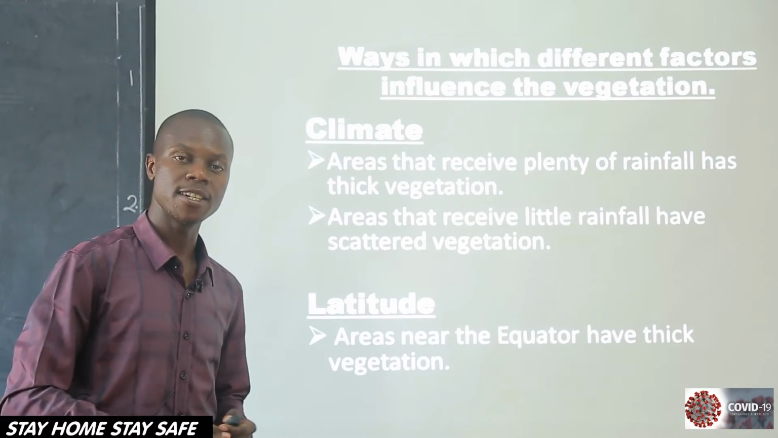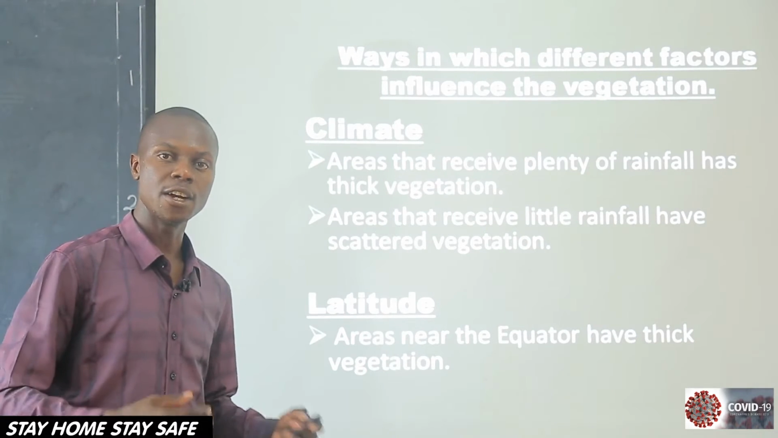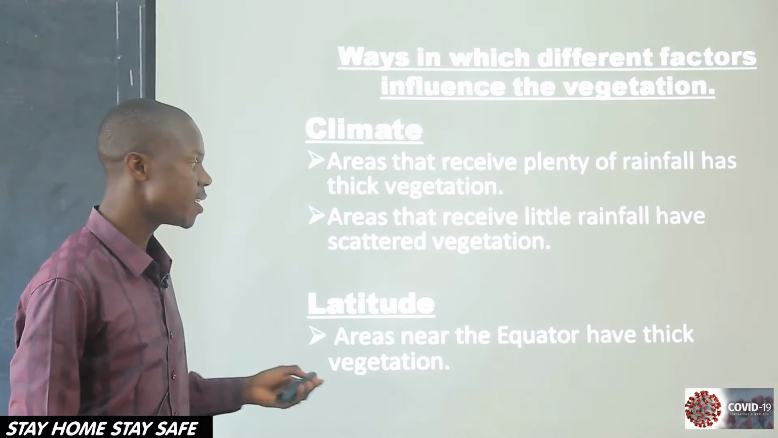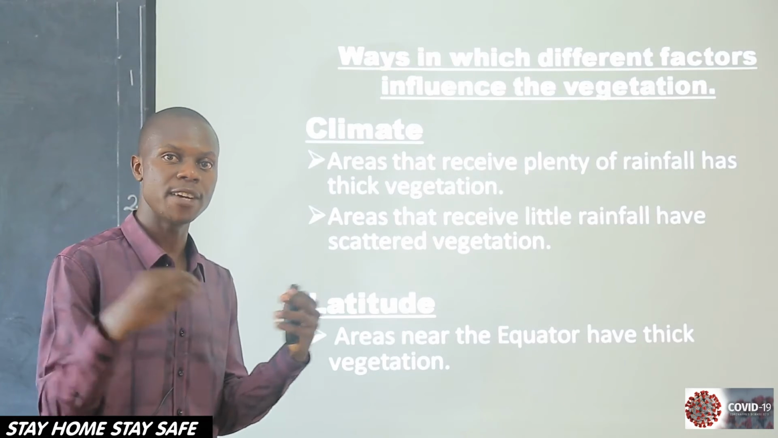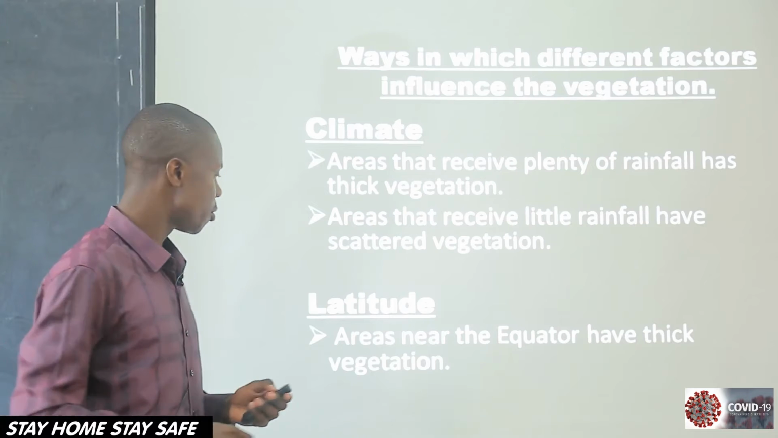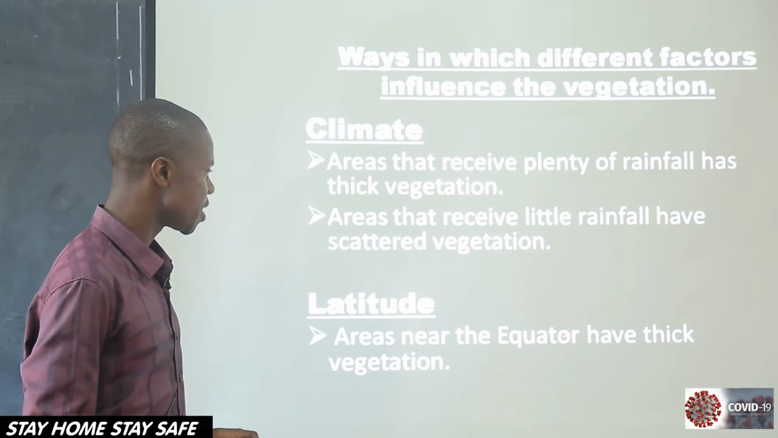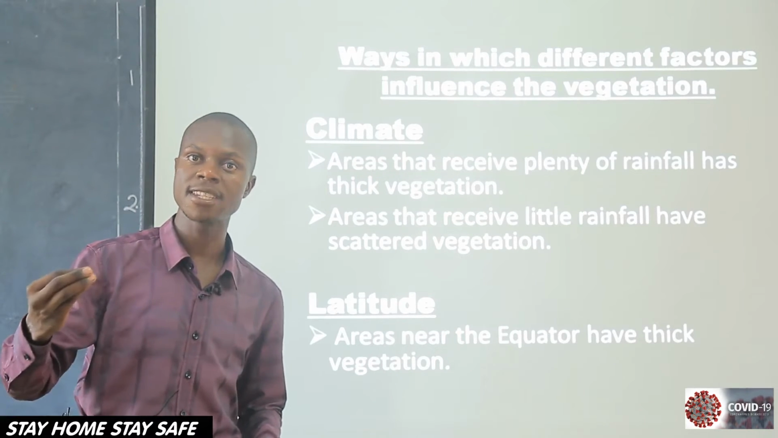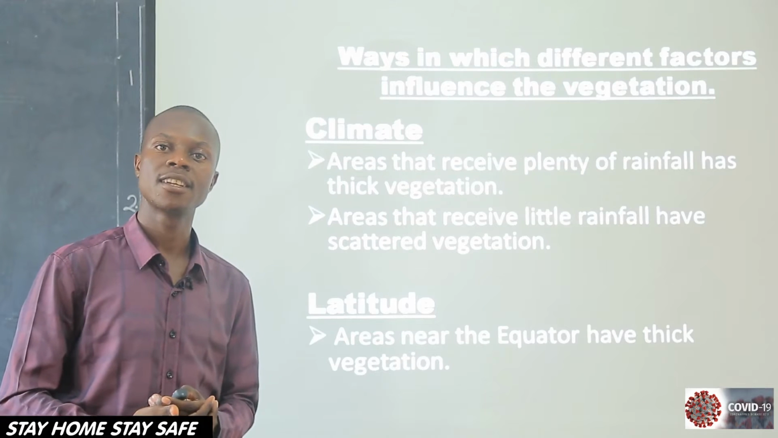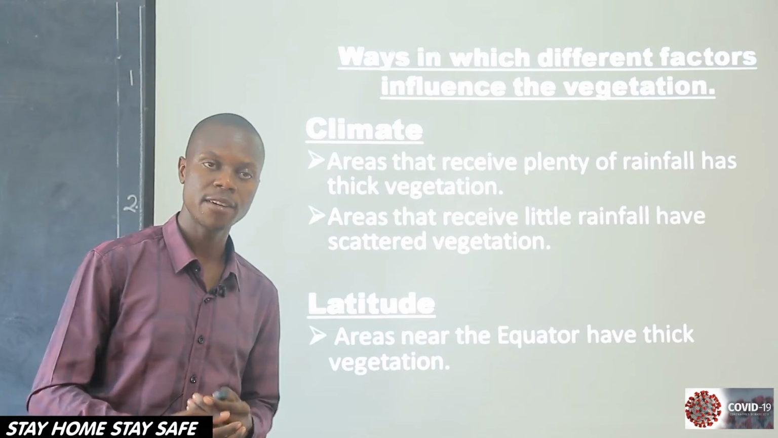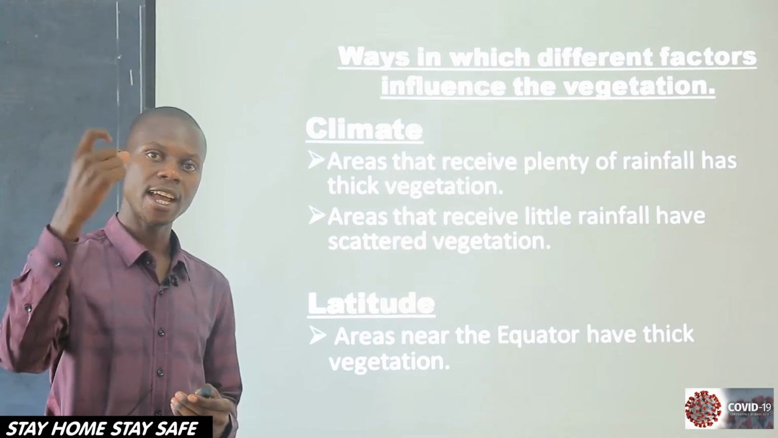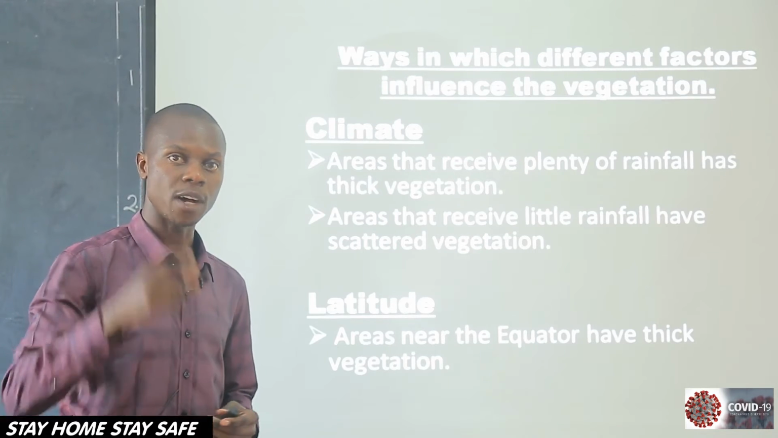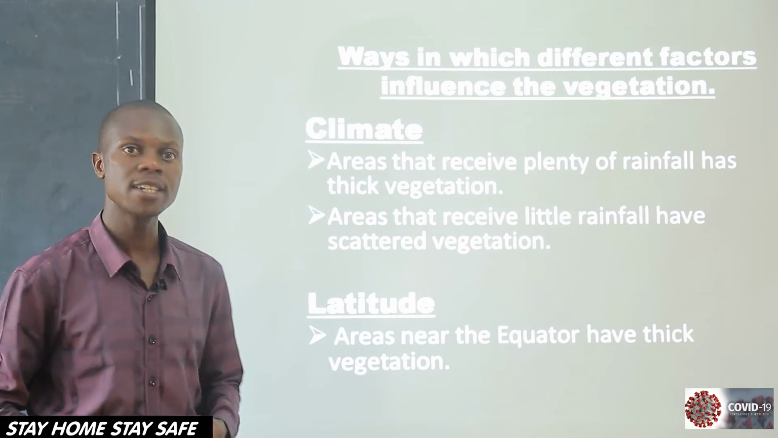Then it comes to latitude. When we talk about latitude, this is the distance north or south of the equator. So the distance from the equator is what we call latitude. How does that distance affect the vegetation that grows in an area? You find that areas near the equator have thick vegetation. Can anybody give us a reason why such areas along the equator have thick vegetation? To somebody who has been following seriously, you realize areas along the equator experience a lot of rainfall, so a lot of rainfall is the cause for the thick vegetation.